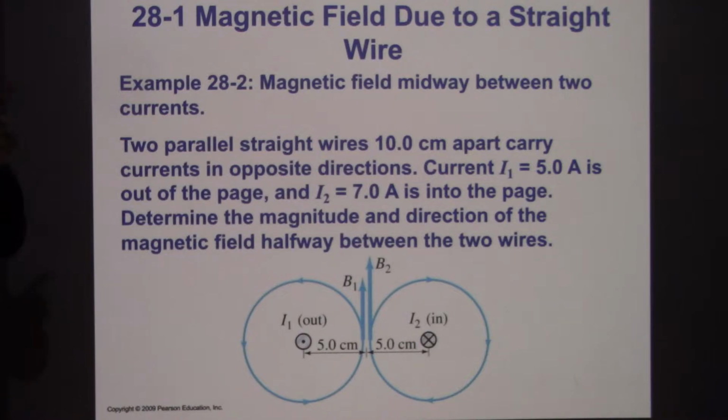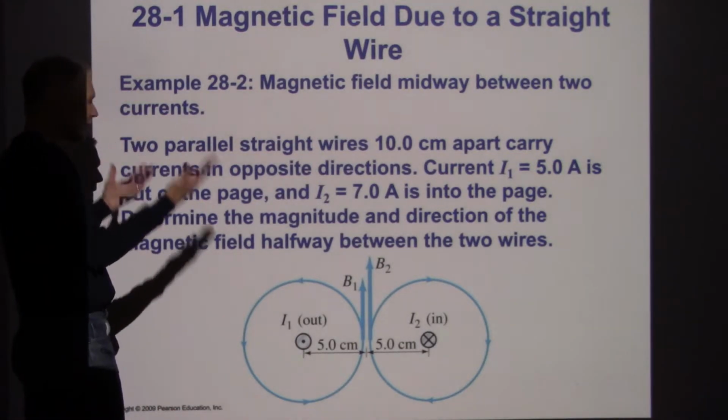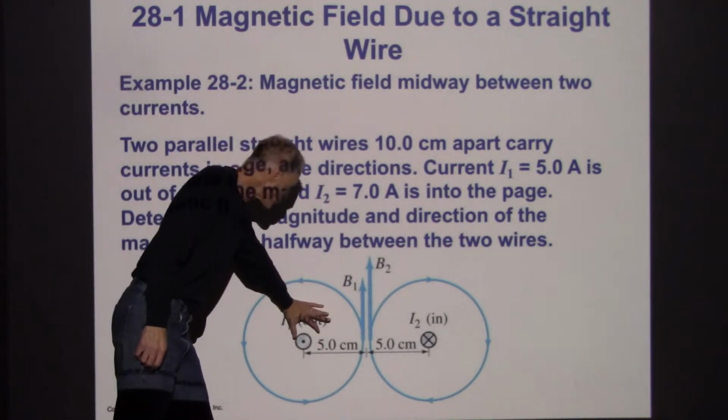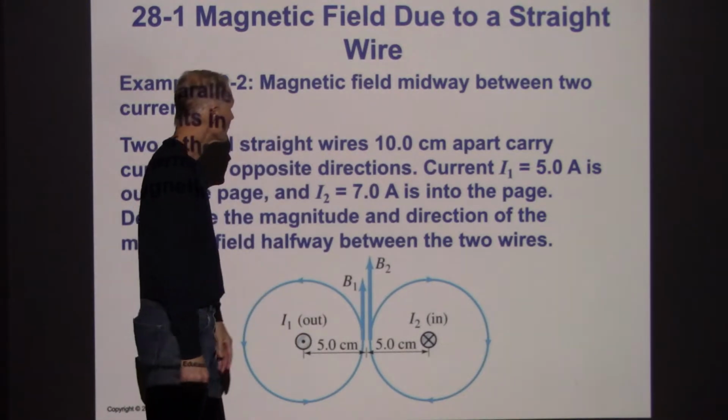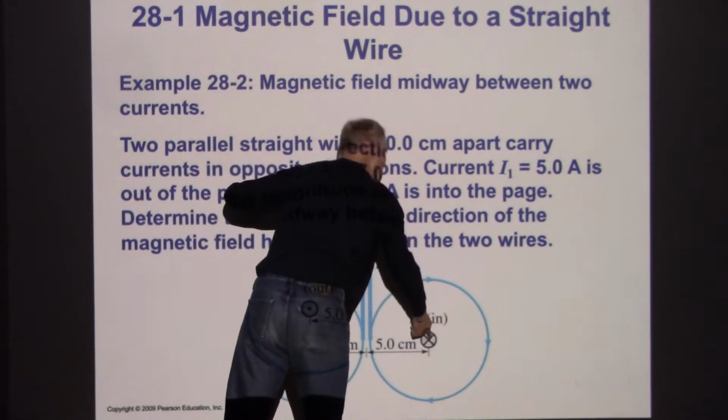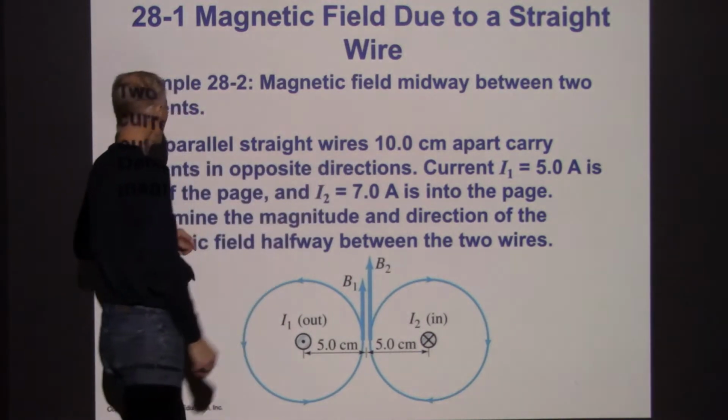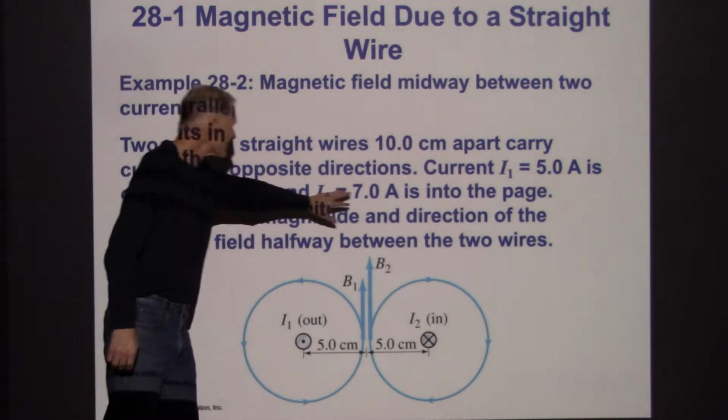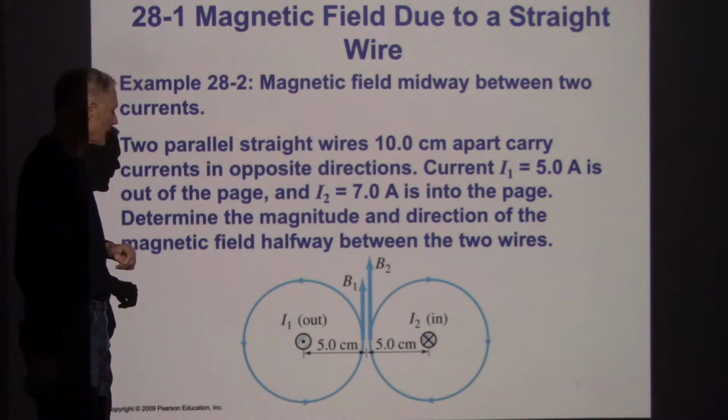What it's saying is I have two currents. Now again, we've got to think three-dimensionally on these. This current is coming out of the board. This current is going into the board. Current 1 is 5 amps, current 2 is 7 amps. They're going in opposite directions.